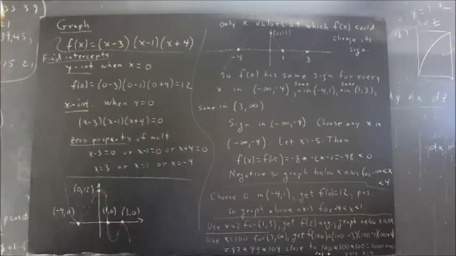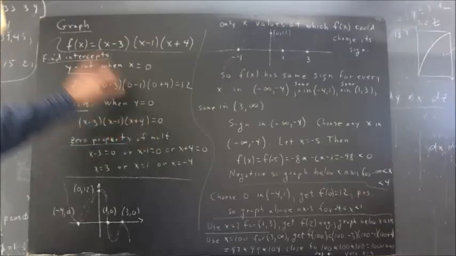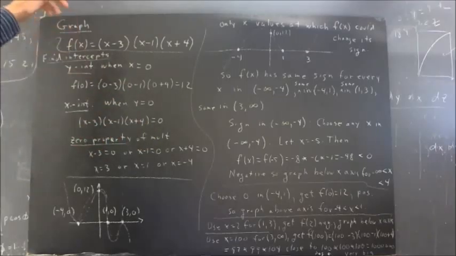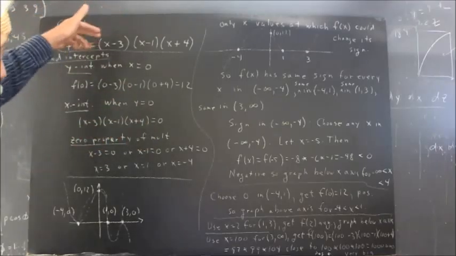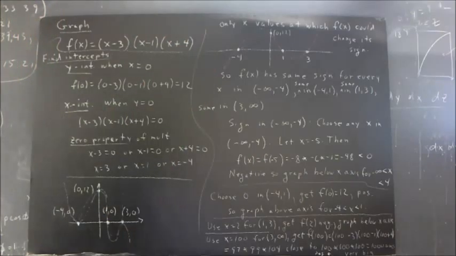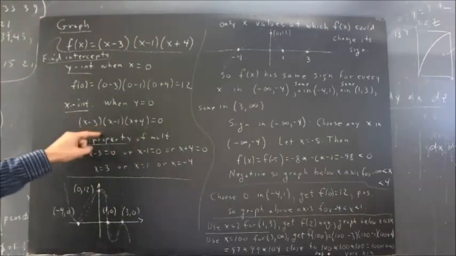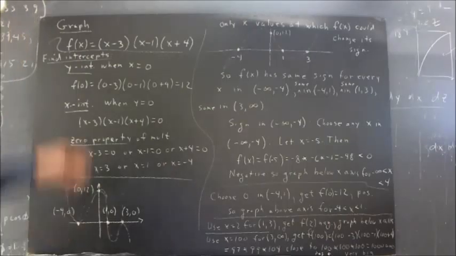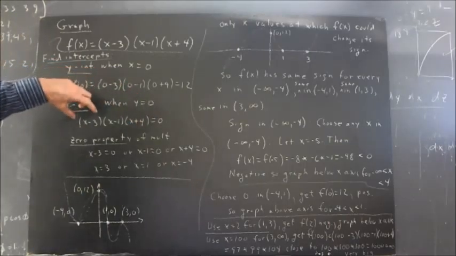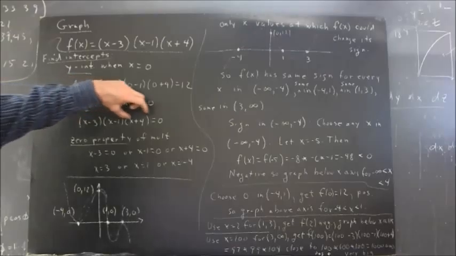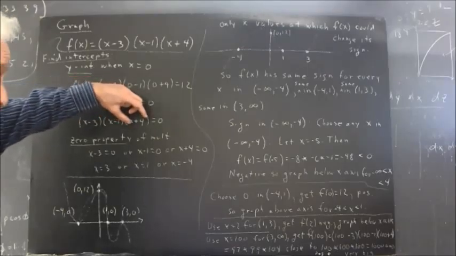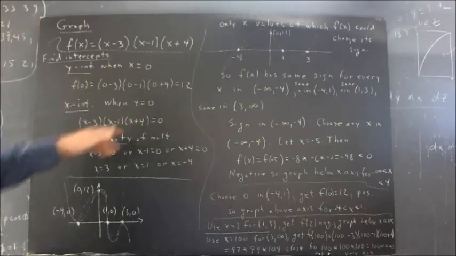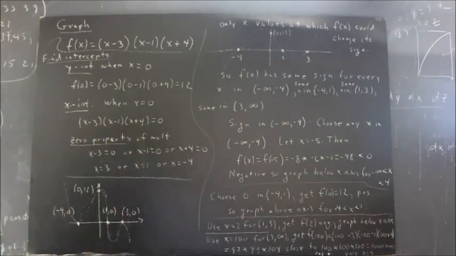X-intercepts occur when y equals 0. y equals f of x, so f of x is going to be 0, so this product is going to be 0. So we have (x minus 3)(x minus 1)(x plus 4) equals 0. This is only possible if one of these factors is 0. Any one of them could be 0. Only one can be 0 at a time, since the factors give different results for any given number.